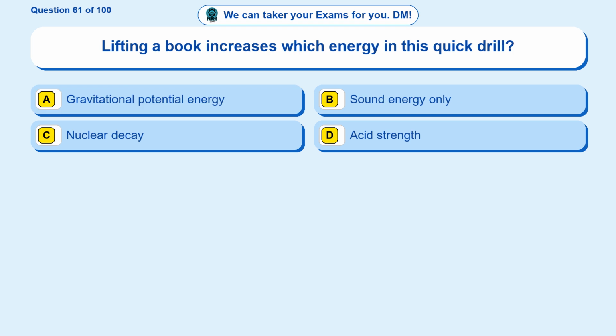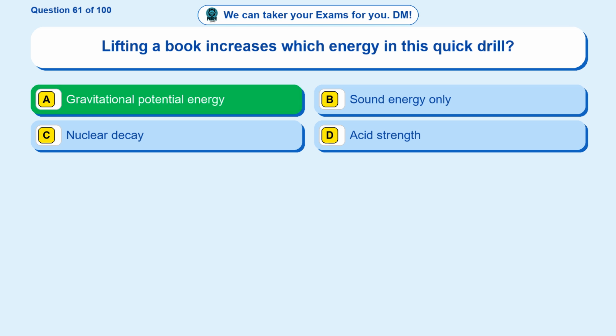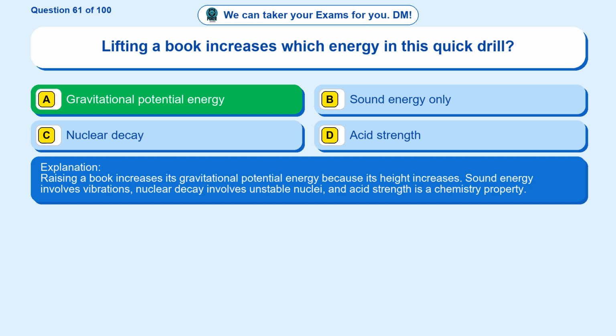Question 61. Lifting a book increases which energy in this quick drill? Option A, gravitational potential energy. Option B, sound energy only. Option C, nuclear decay. Option D, acid strength. The correct answer is option A, gravitational potential energy. Raising a book increases its gravitational potential energy because its height increases. Sound energy involves vibrations, nuclear decay involves unstable nuclei, and acid strength is a chemistry property.